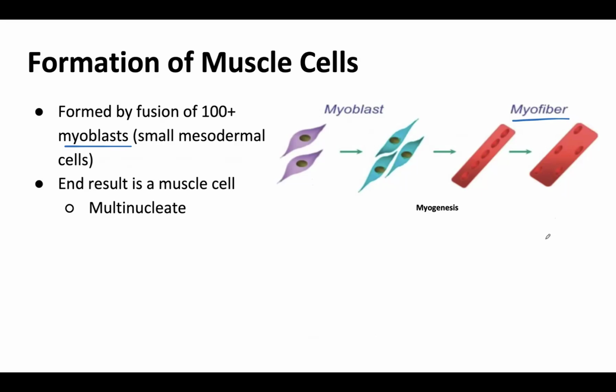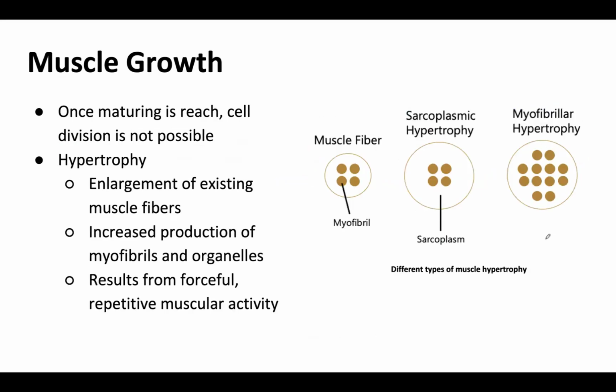Because they are 100 plus different cells that are fusing together, in that myofiber you're going to have 100 plus nuclei, because each one of those myoblasts had their own nuclei. So the muscle cell is going to be a multinucleate cell. Once these myoblasts have fused, the muscle fiber is considered mature and can no longer undergo cell division.